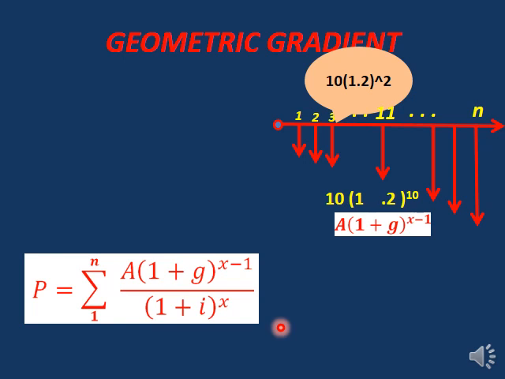Okay, as you may observe, I did not introduce the future worth formula for the arithmetic and the geometric gradient, because the future worth equivalent of this cash flow may be determined by computing the present worth of the cash flow first and then projecting it to the future by multiplying it by (1 plus i) raised to the power of n.